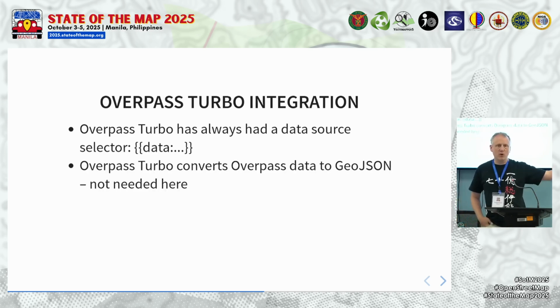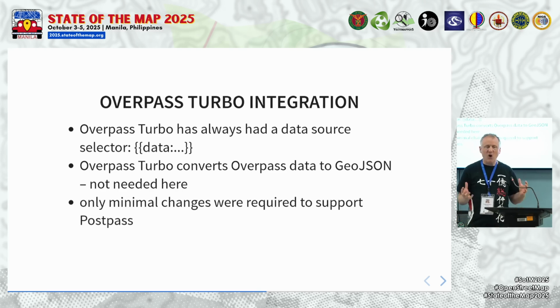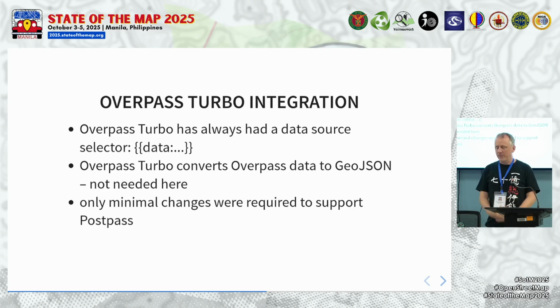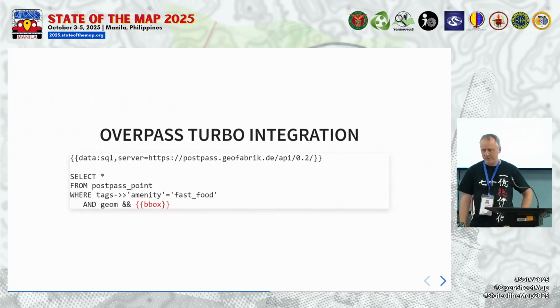Normally when you talk to Overpass, then Overpass Turbo will have to convert the OSM data that is returned to GeoJSON for display on the map. This is not required with Postpass because Postpass already returns GeoJSON. So on the whole, there were only very few changes necessary in Overpass Turbo to support Postpass, and it's been live since March 2025. So it's had some testing already.